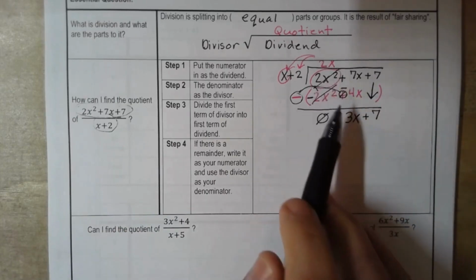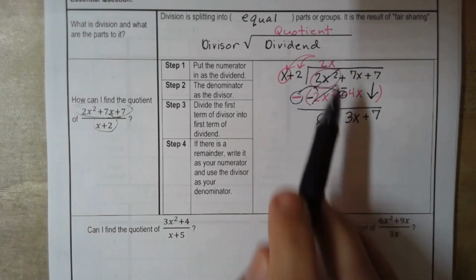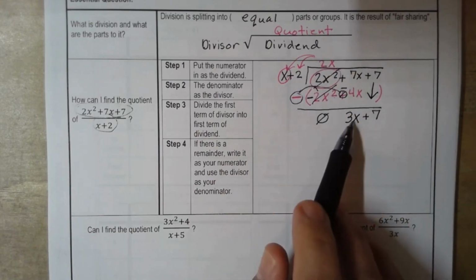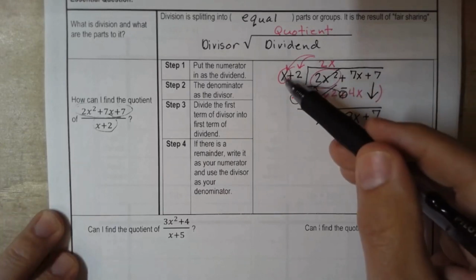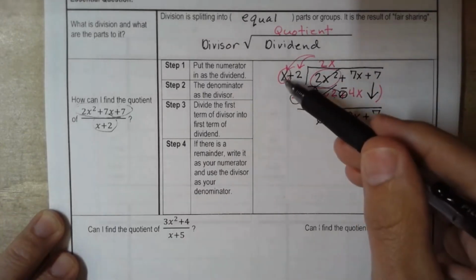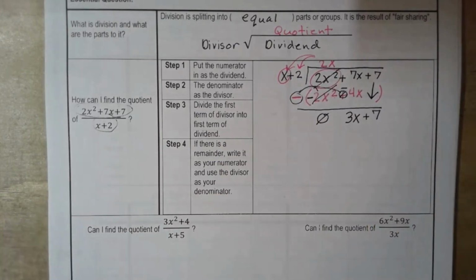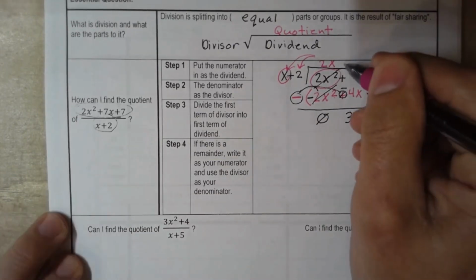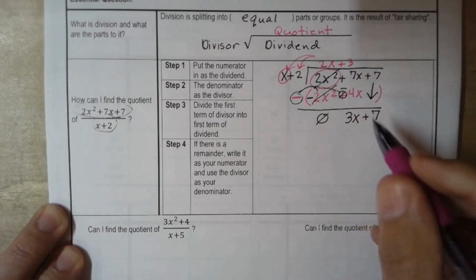So we went ahead, we divided this first part of the dividend by 2x, and we're left with 3x plus 7. Now what we're going to do is just repeat the process. So let's go ahead and do that again. I have x, and what do I need to multiply x by to get 3x? I hope that you recognize you need to multiply it by 3, and it's going to be a positive 3 because we want it to be the exact same thing.